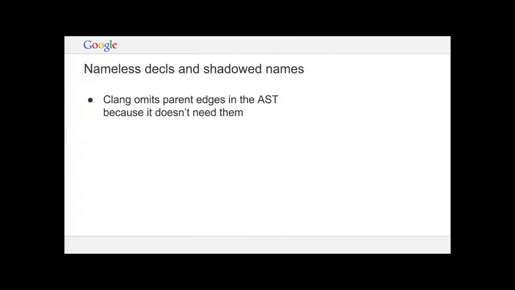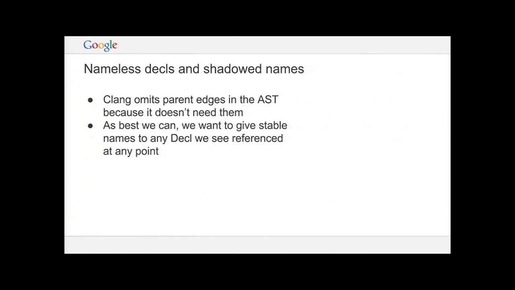Unfortunately for us, Clang omits edges in the AST that are really useful for us to have, such as parent relationships, so that you know that a variable was in some particular block. In Clang, you can say that a variable is in some particular decl scope, but that decl scope doesn't have a one-to-one correspondence with a block statement, for example. So we have to recover this information.